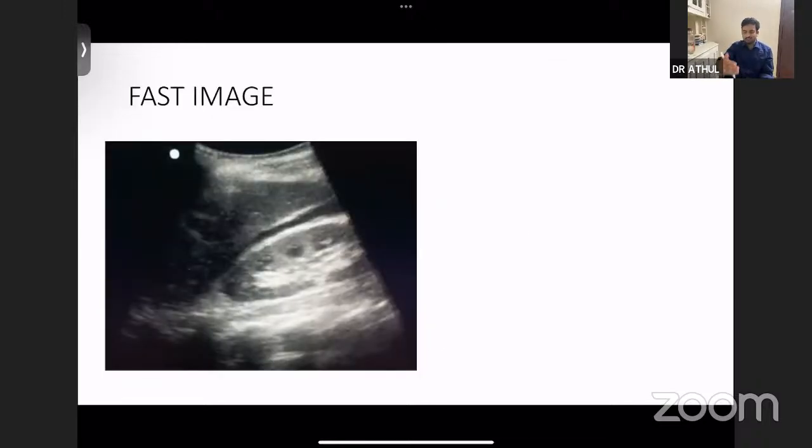Another thing is FAST. FAST is very, very important because this is a multiple-time asked question. A patient with blunt trauma abdomen came to you. You did a FAST in AIIMS casualty. You are seeing this image. What is the diagnosis? Whether this patient is FAST positive or negative.